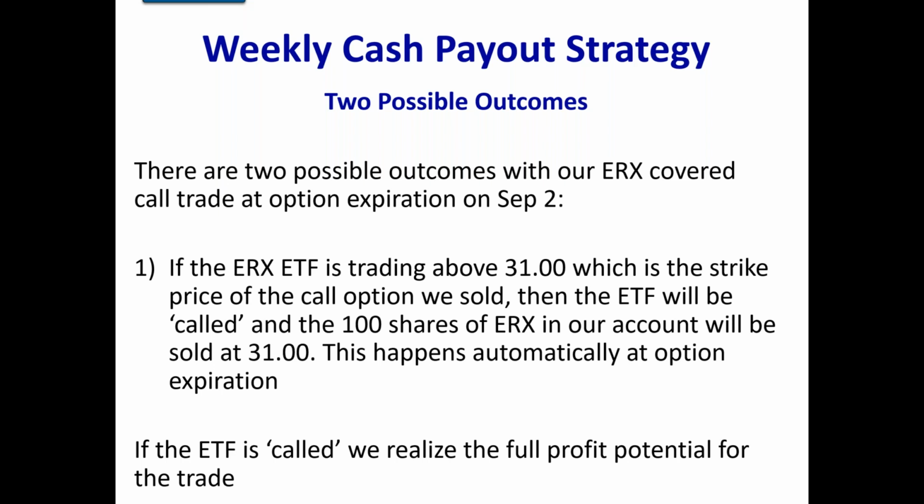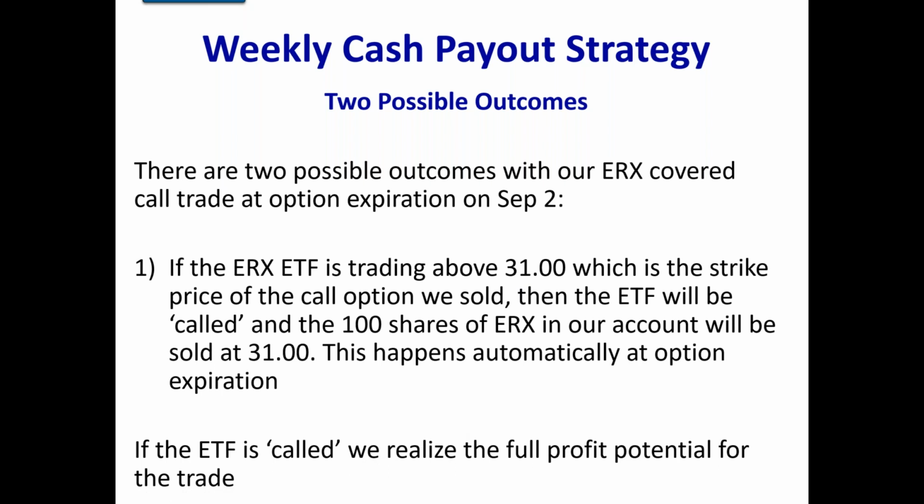So in this example, if we sold the 31 call and it closes above 31 at option expiration, the ERX shares will be called. Now, if the ETF is called, then we realize the full profit potential for the trade.